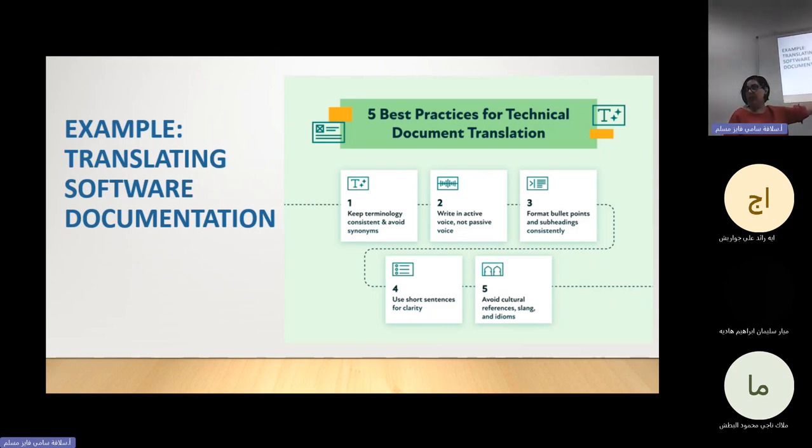وهذا يختلف عن اللغة العربية. You have to be careful. English likes its sentences short. Arabic likes its sentences long. Okay? Avoid cultural references, slang, and idioms. Okay? This is not in your textbook, but this is for you as extra knowledge.